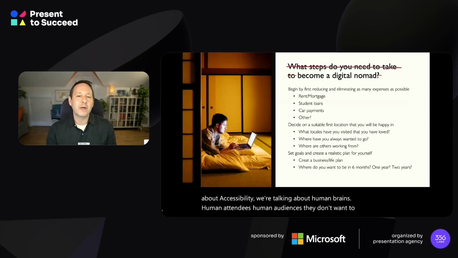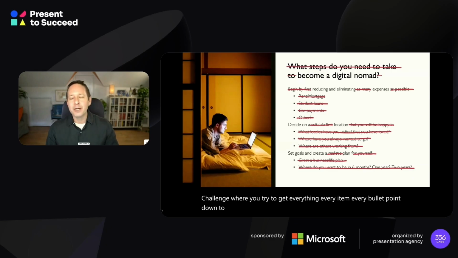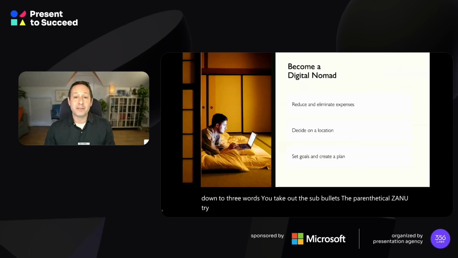So there are lots of ways to edit down text. One of my favorites is the 3-word challenge, where you try to get every item, every bullet point, down to 3 words. You take out the sub bullets and the parentheticals, and you try to get it down to something that the speaker, because we're speaker guided here, can expand and expound upon.